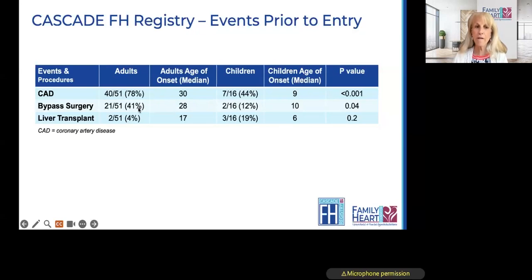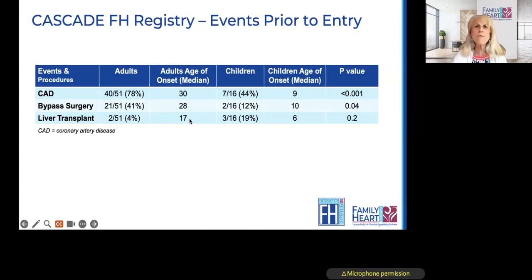Bypass surgery was very prominent in adults, 21 of 51, so 41%. The median age of the bypass surgery was 28 in adults. 2 of the 16 children in the registry had already had bypass. That's 12%. What was the age of onset? The median age of onset was 10. So again, almost 2 decades earlier.